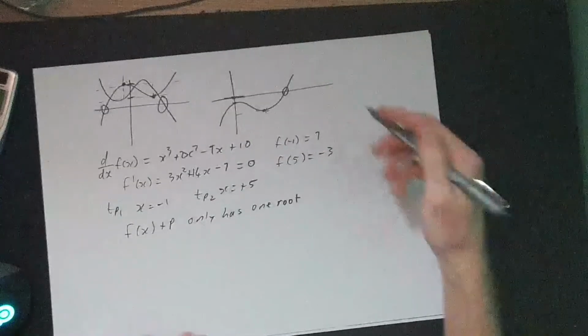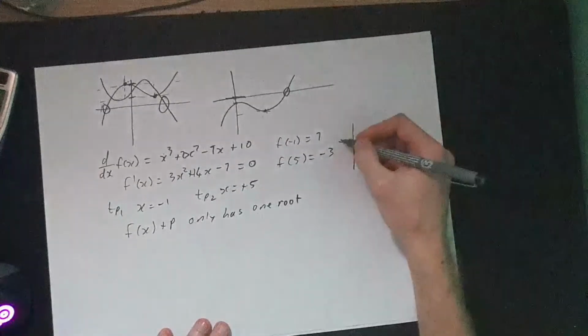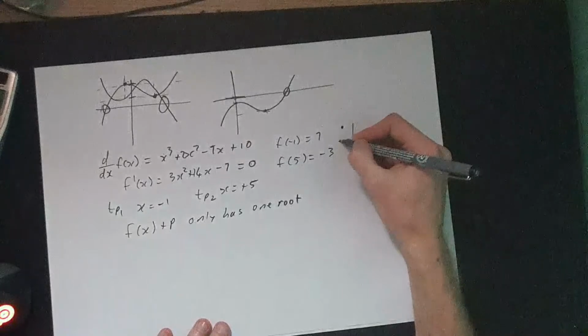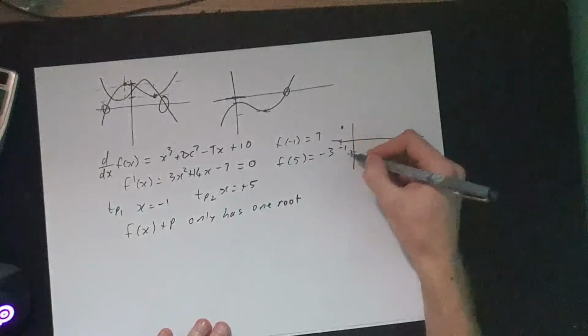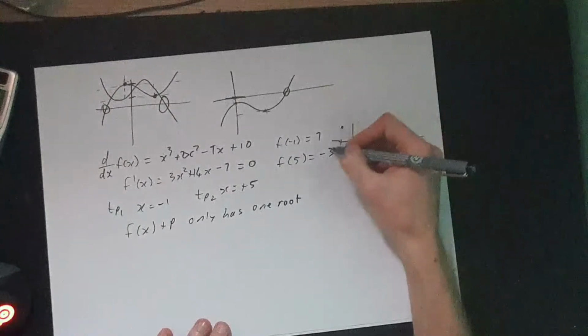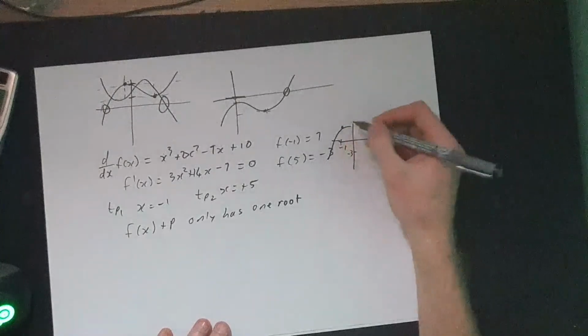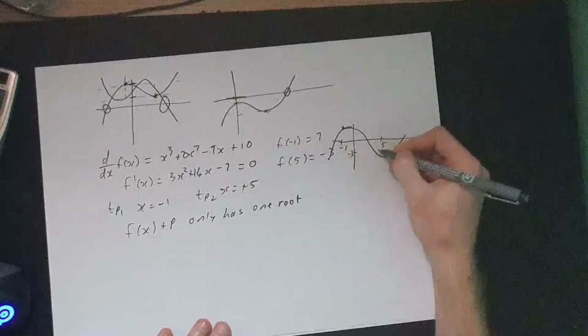Then essentially what you have is your graph will look something like this. You're going to have 7 up there at -1 and -3 over there at 5. So your function is going to look something like this.